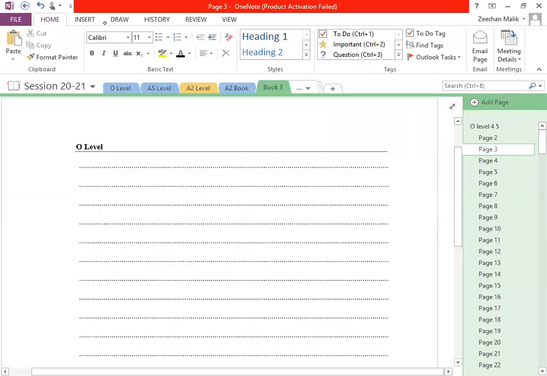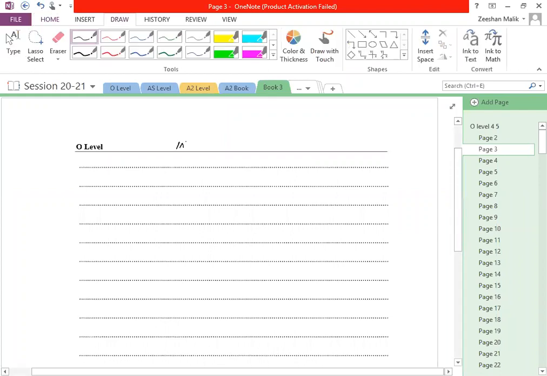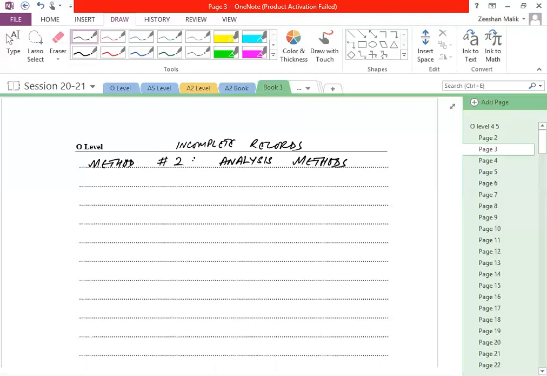Here we are for incomplete records, O levels, incomplete records. Method number 2. This method name is analysis method. Under this method, you need to prepare an income statement and a statement of financial position. So under this, you need to follow the steps.